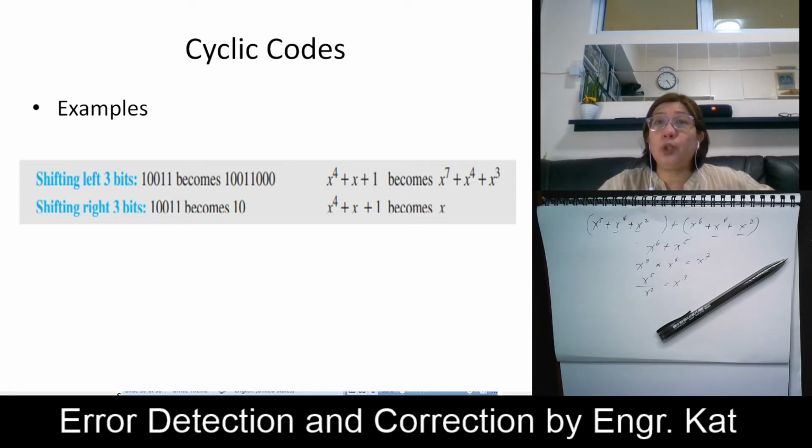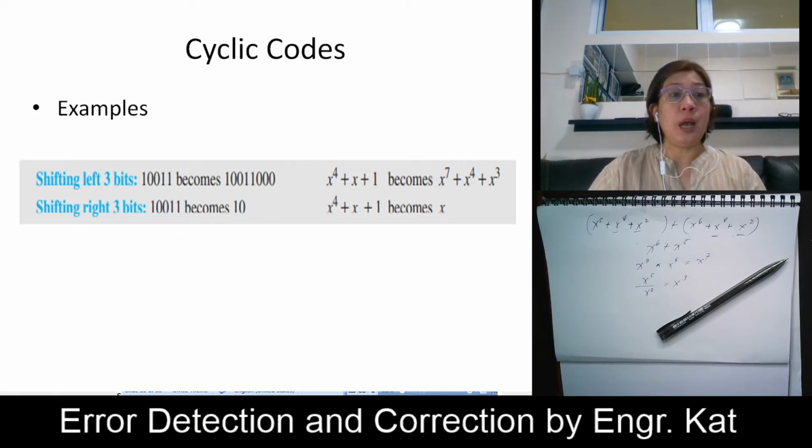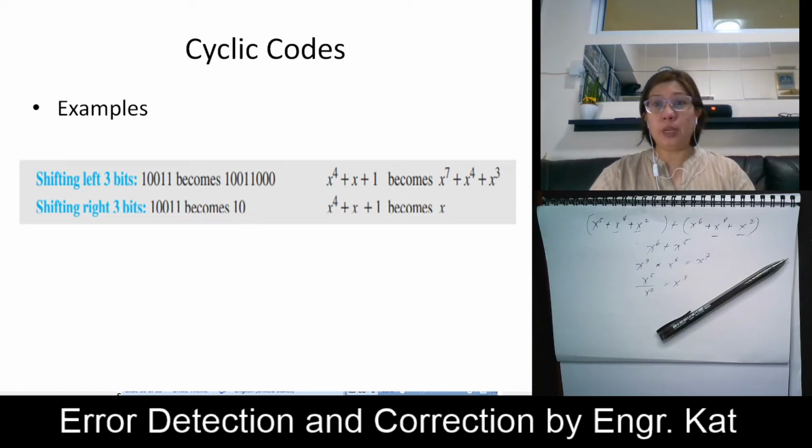So this is in terms of bits. This is in terms of polynomials. Note that we don't have negative powers in a polynomial representation. So we don't do negative powers.